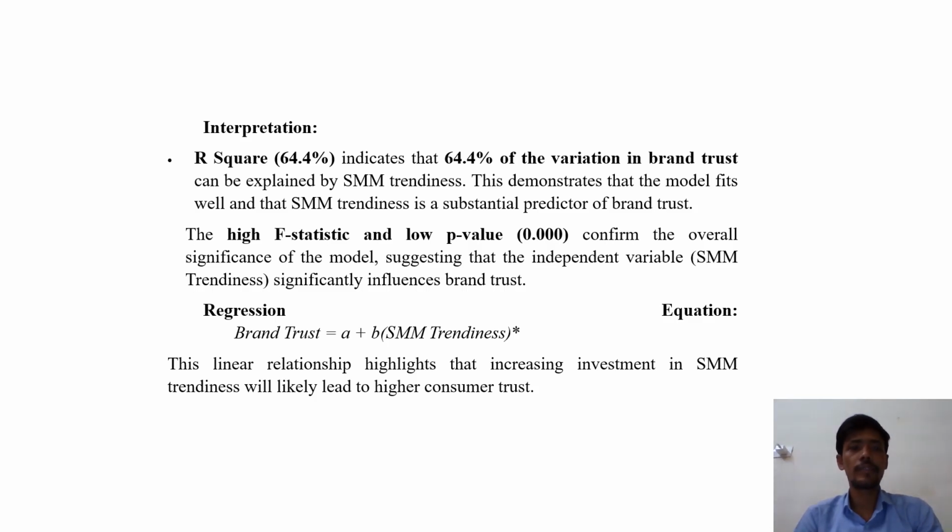Here, through the interpretation, we can understand that R squared of 64.4% indicates that 64.4% of the variation in brand trust can be explained by social media marketing readiness. This demonstrates that the model fits well and social media readiness is a substantial predictor of brand trust.